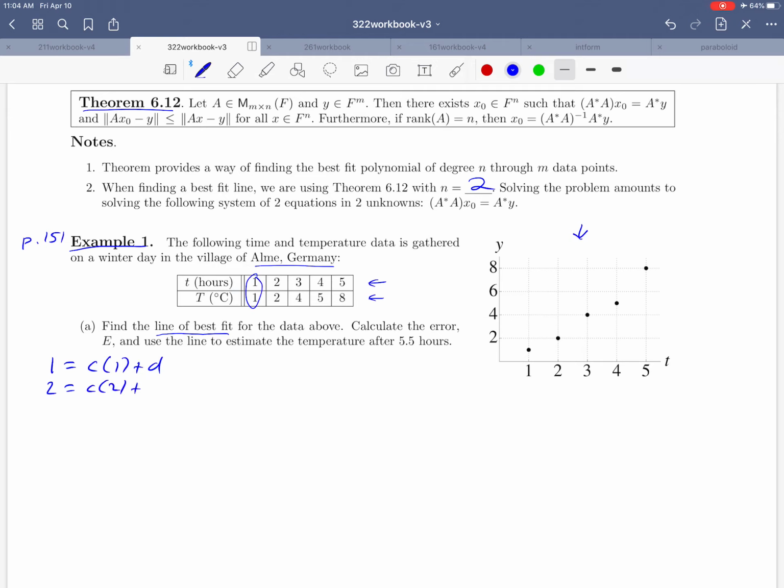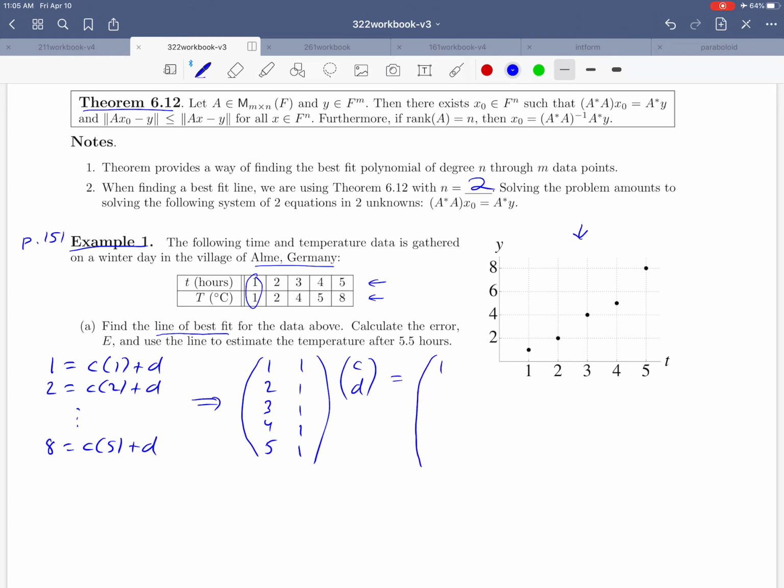2 equals c times 2 plus d, and so on until we get to the last one. 8 would have to be c times 5 plus d. We know that there's no exact solution to that equation, but it gets us started. If we rewrite that in matrix form, the same way that we did in our derivation, this would look like 1, 2, 3, 4, 5, a bunch of 1s, times (c, d), which is our candidate for the slope and the vertical intercept of our line, and over on the right-hand side would be our output values, 1, 2, 4, 5, and 8.